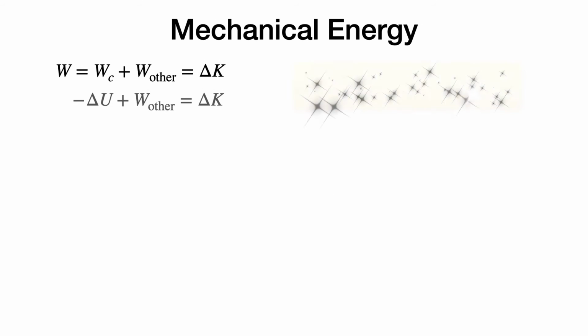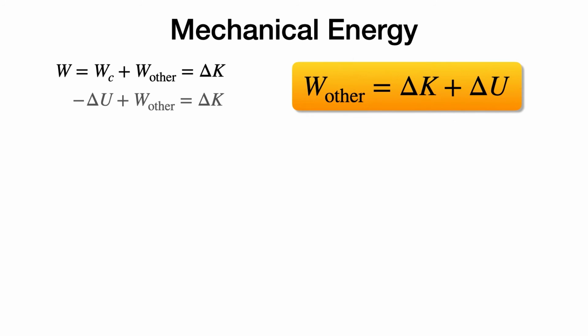Now, because the work done by conservative forces can be written as minus the change in the potential energy, we can obtain the very useful equation that the work done by all non-conservative forces is equal to the change in the kinetic energy plus the change in the potential energy of the system.